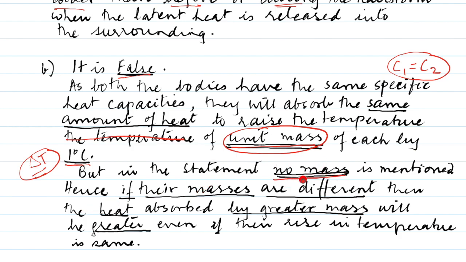Did it mention anything about the mass? So in this statement there is no mass mentioned. Therefore, if their masses are different, then the heat absorbed by the greater mass will be greater even if the rise in temperature is the same. And you know this very well, Q is equal to mc delta T, correct? So your heat absorbed depends not just on specific heat capacity, not just on delta T, that is change in temperature, it also depends upon the mass. More the mass, more will be the heat. Okay, so that is why it is false.